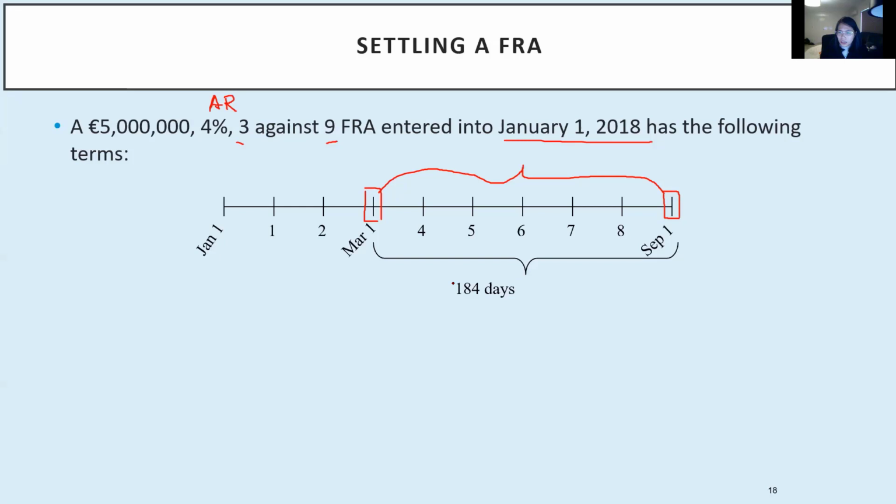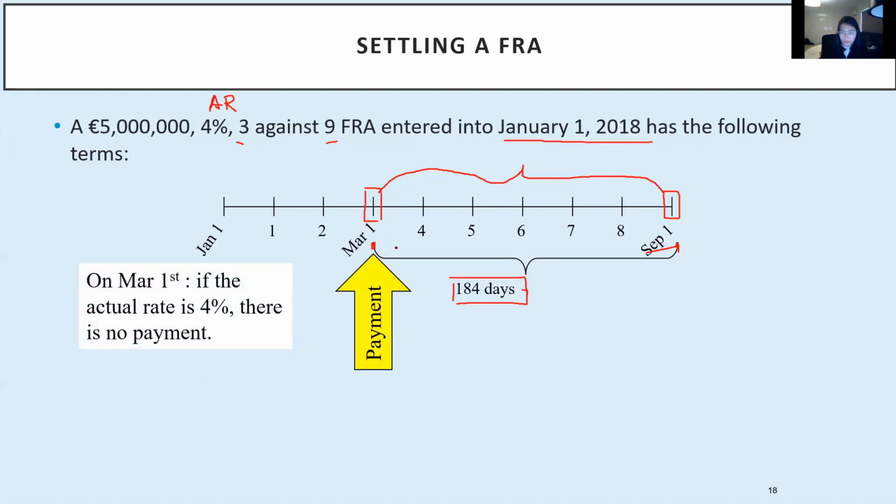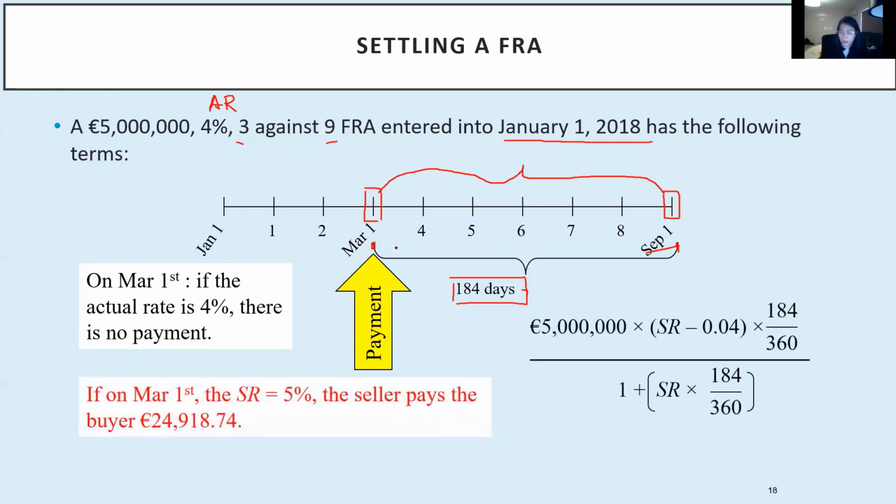To be exact, there are 184 days between these two time points. So for a 3 against 9 FRA, my settlement is going to happen in 3 months' time. And the settlement will be the difference between the two. The settlement amount would be calculated based on this formula here, which is what we saw on the previous slide.